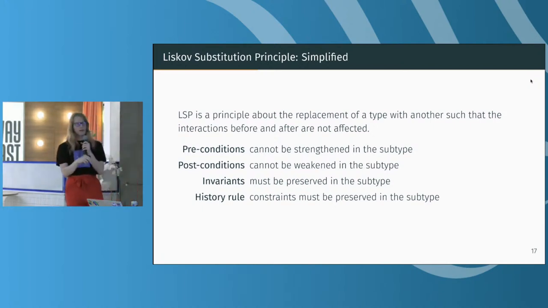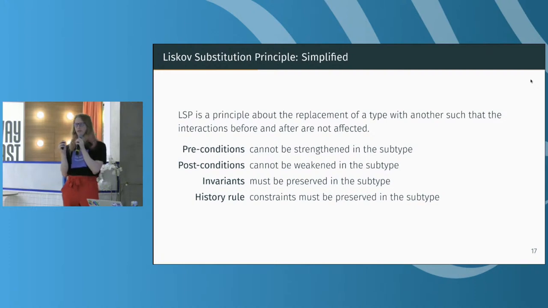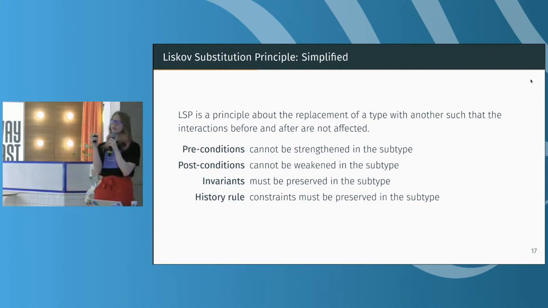So the compiler can check the preconditions, the postconditions, and the invariants. However, it cannot check the history rule. The history rule is kind of tricky in what it actually means. It basically means that you cannot bypass how a normal operation of the parent type would work.